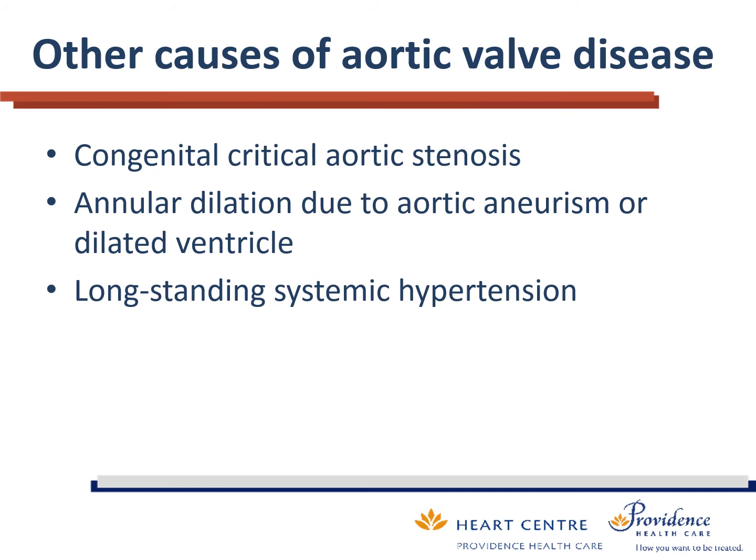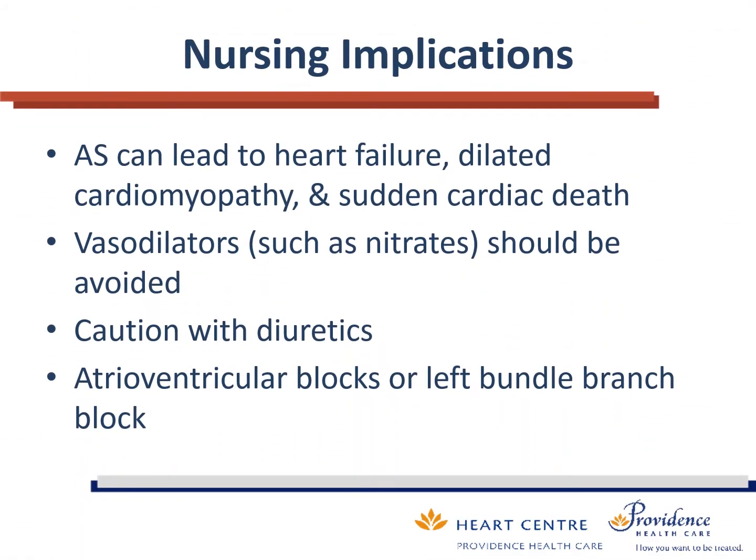Other causes of aortic valve disease include congenital critical aortic stenosis that would require treatment soon after birth, annular dilation due to aortic aneurysm or dilated ventricle which can cause aortic regurgitation as the valve cusps no longer close properly, and long-standing hypertension. Left ventricular hypertrophy caused by aortic stenosis can lead to heart failure, dilated cardiomyopathy, and sudden cardiac death.